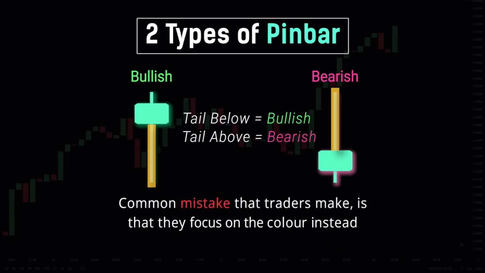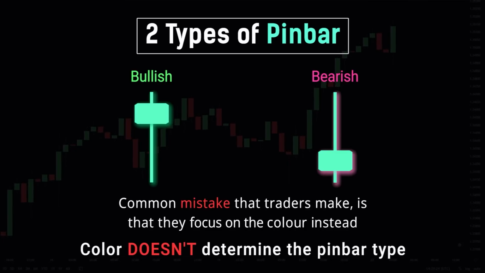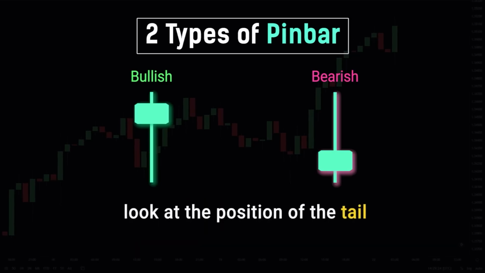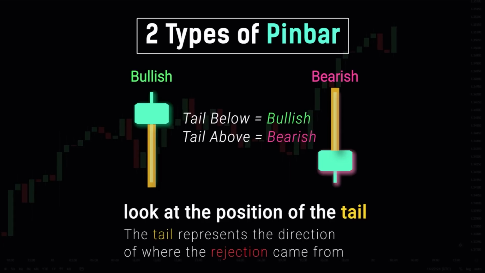So, a common mistake that I see most traders make is that they focus on the color of the pin bar instead. Remember, the color of the pin bar does not determine if it is bullish or bearish. A bullish pin bar can be either green or red, and a bearish pin bar can also be either green or red. The only thing that differentiates between the two is the position of the tail itself. Now the reason for this is because the tail represents the direction of where the rejection came from.